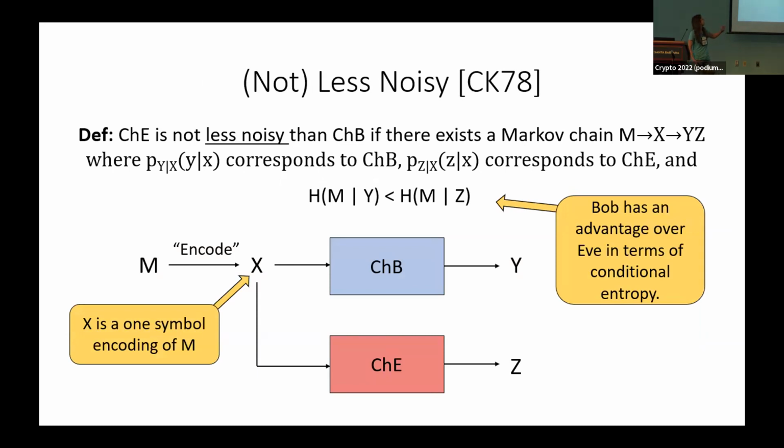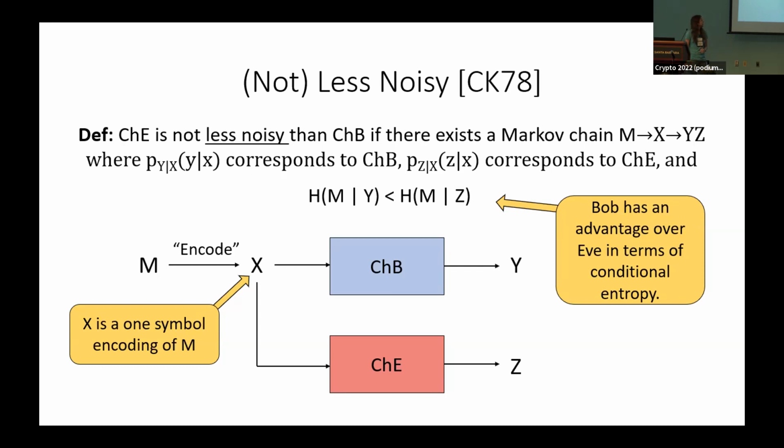So this kind of looks like our diagram from before. We have that channel E is not less noisy than channel B if there's some message distribution and some single symbol encoding of the message distribution such that Bob has an advantage over Eve in learning the message M. And here by advantage, we mean that the conditional entropy of the message given Bob's output Y is less than the conditional entropy of the message given Eve's output Z. So in this case, again, the encoding is only a single symbol as opposed to a large string, and we're defining this advantage in conditional entropy.